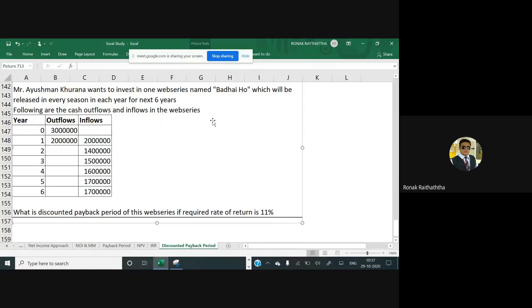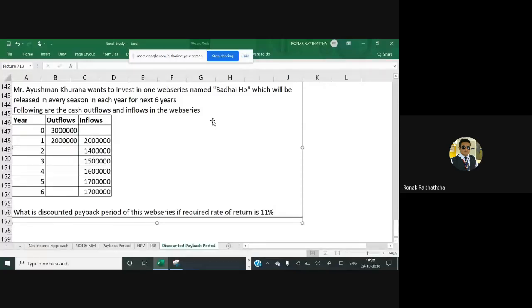Mr. Ayushman Khurana wants to invest in one web series named Badhai Ho, which will be released in every season, in each year, for the next 6 years. Whatever arrangement he wants to make, he is allowed to because he is the owner. We are just solving the sum for him. He came to us and said, see, you people have learned how to find the discounted payback period. Please let me know what will be the discounted payback period of my venture in which I am investing in this web series. It would be released in various seasons, each season coming in each year.